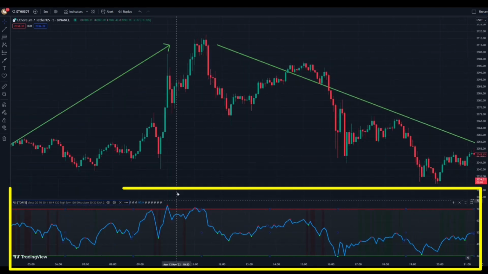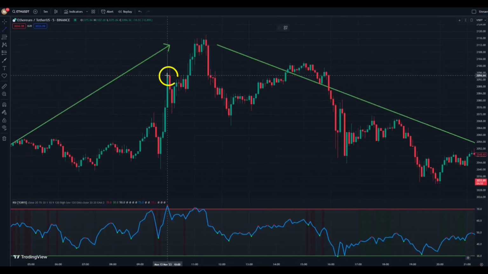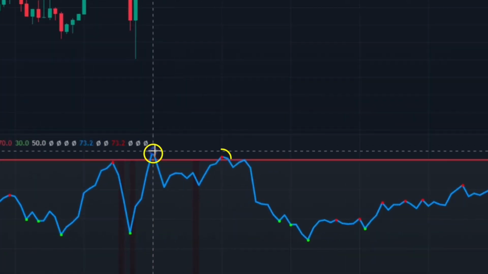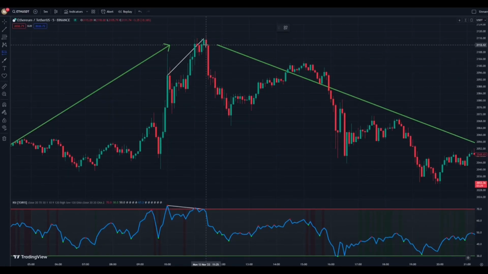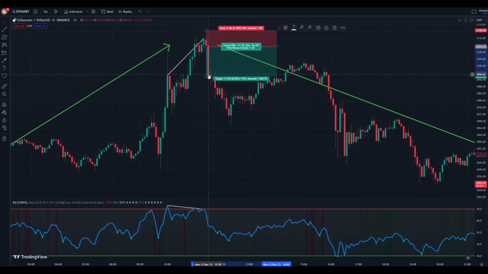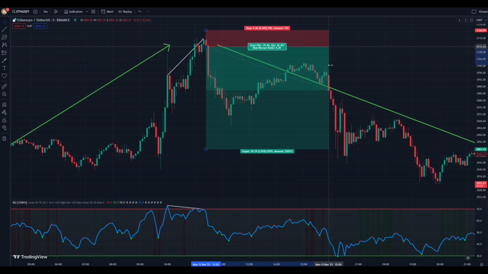Now let me show you the signals of the RSI indicator. Here the price has risen a peak. But in the RSI, a peak has been formed lower than the previous one. This is negative divergence and the price will most likely fall. For this reason, I'm going to make a sell position here.